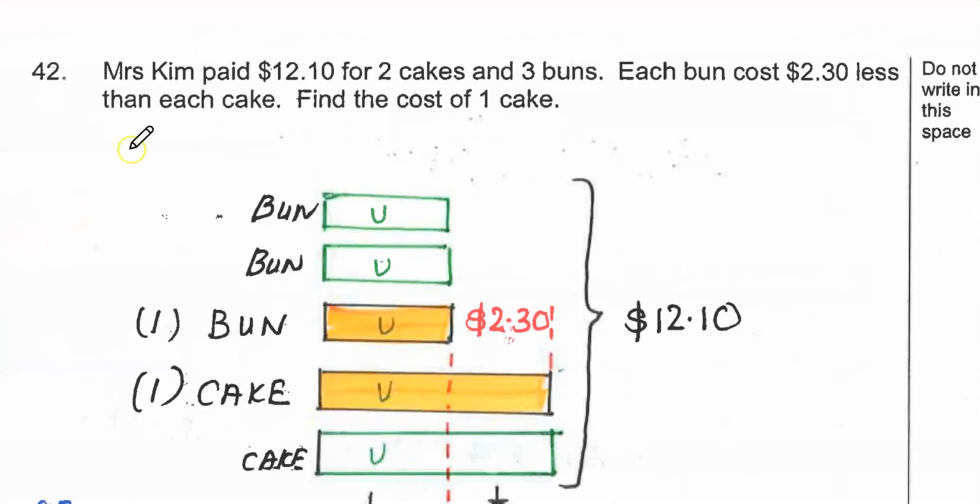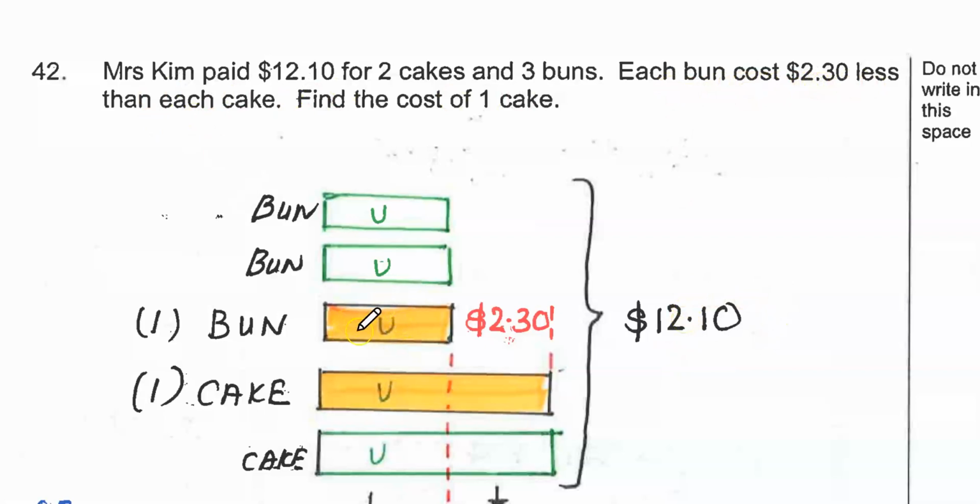Question 42. Mr. Kim paid $12.10 for 2 cakes and 3 buns. Alright, 2 cakes. Let's take a look. 1 cake, 2 cakes, 3 buns. 1, 2, 3 is $12.10. Now, each bun costs $2.30 less than the cake.